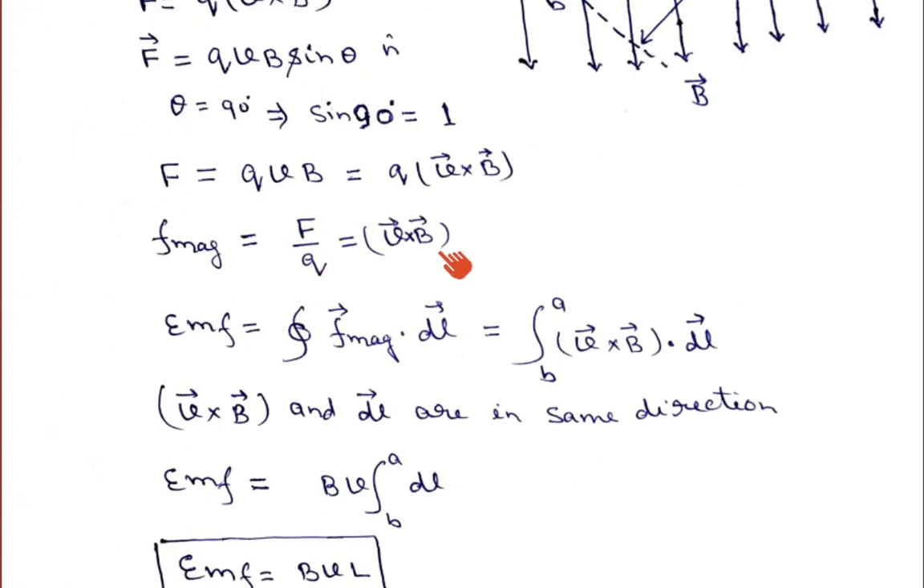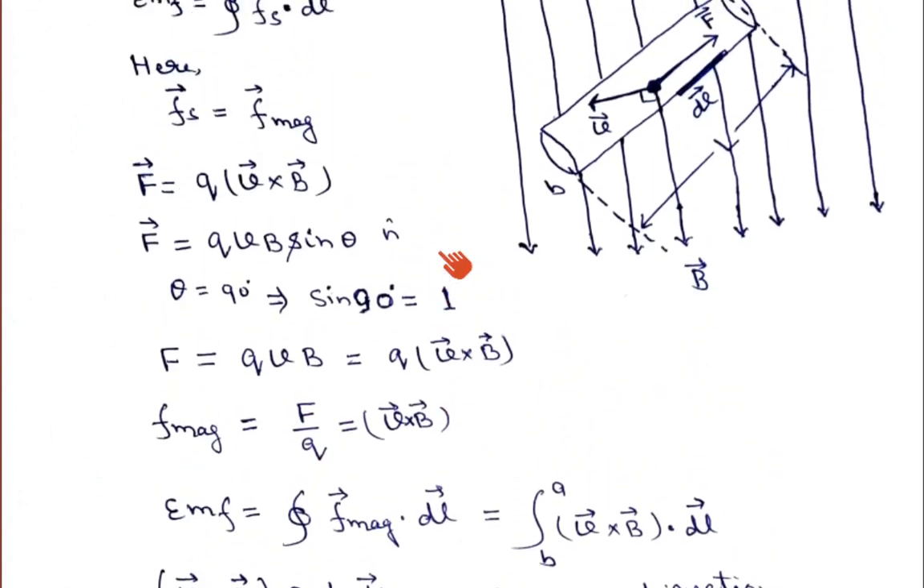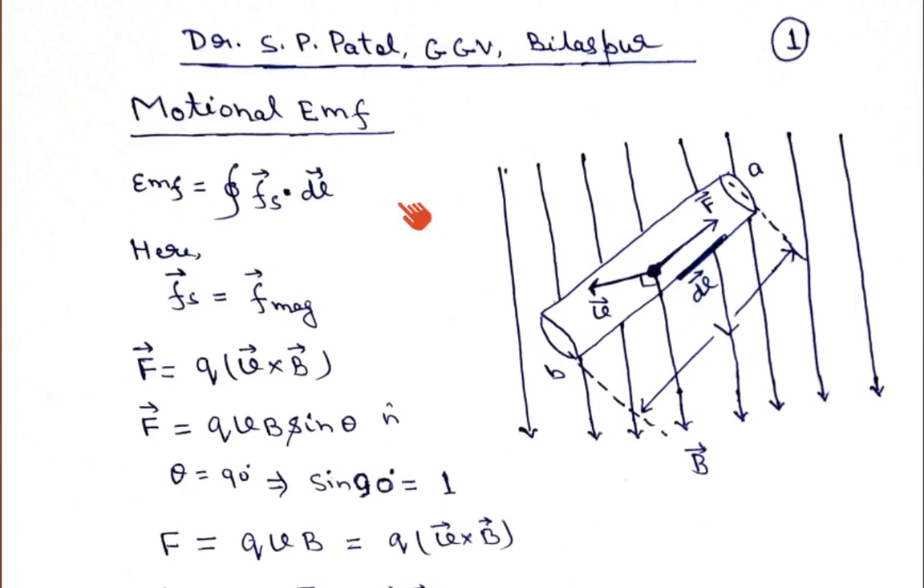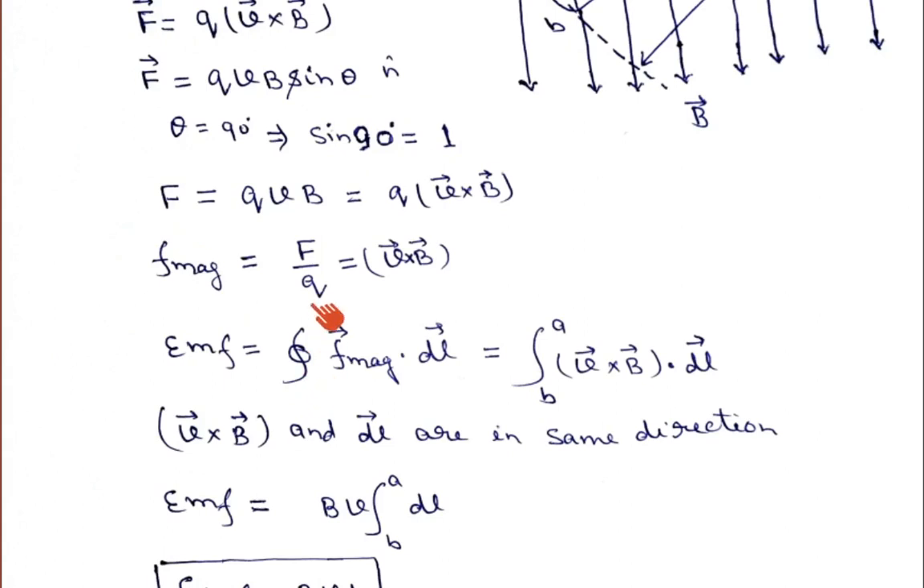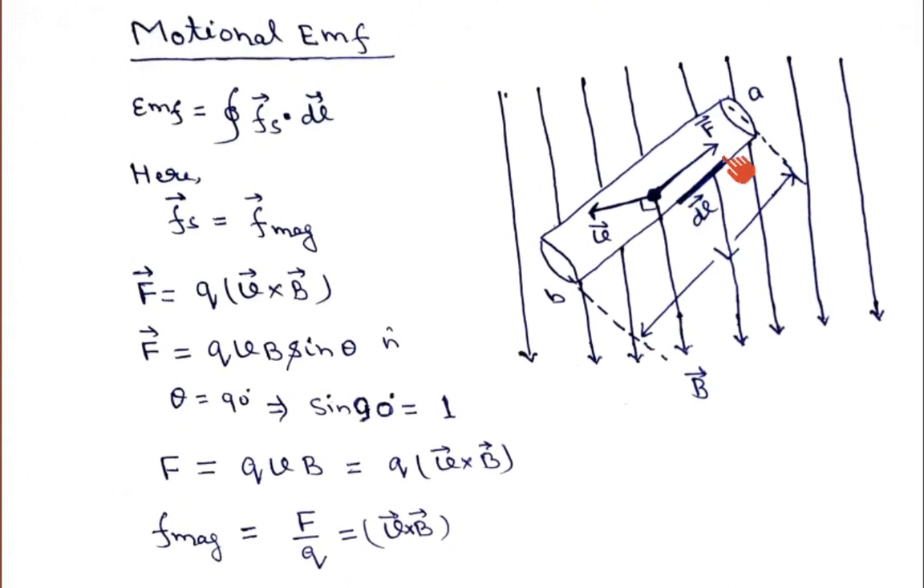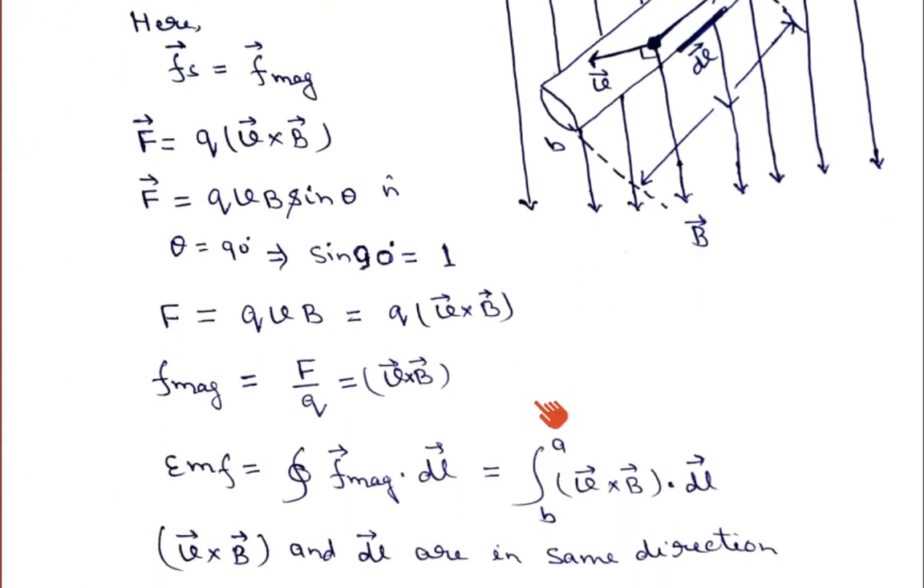Now if you calculate the EMF due to the motion of this wire in the magnetic field, we know that EMF is equal to the line integral over a closed path of Fs dot dl, and Fs is equal to F magnetic. So EMF is the line integral of F magnetic dot dl. The value of F magnetic we have is V cross B. So if you see the length of this wire, from A to B, we can write the line integral from B to A of V cross B dot dl.